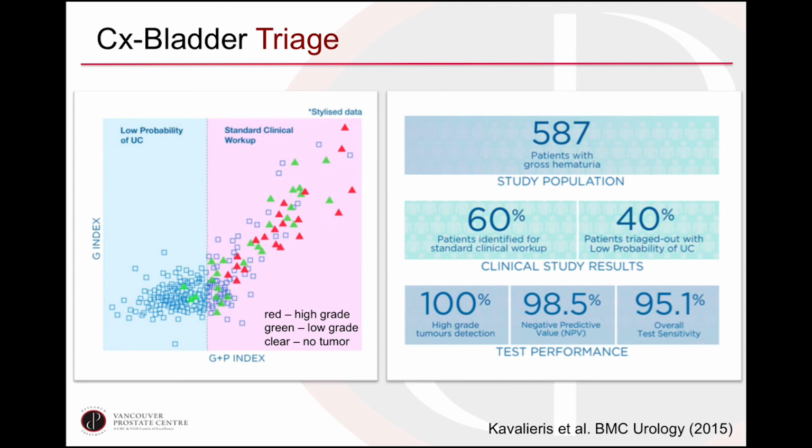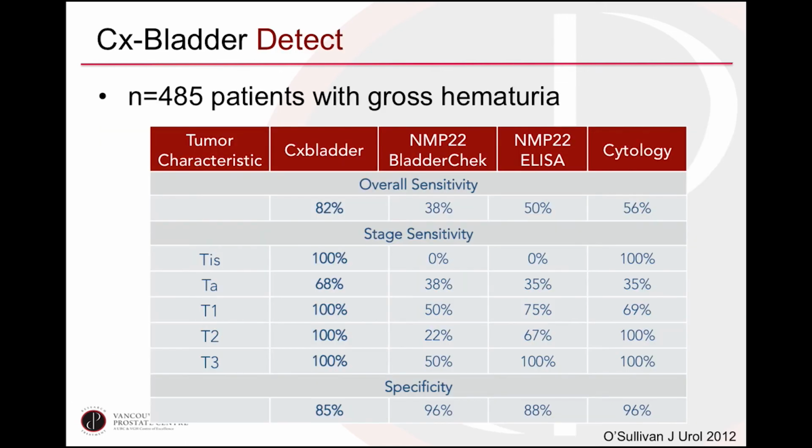And you can see on the left-hand panel, the red triangles are high-grade disease. So they missed no high-grade disease with this cutoff. They did miss a few low-grade disease, are the green triangles. But so tumor detection for high grade is 100%. The negative predictive value is 98.5, and the overall test sensitivity is 95%. So this is something new that clearly needs validation. This is just a first report.